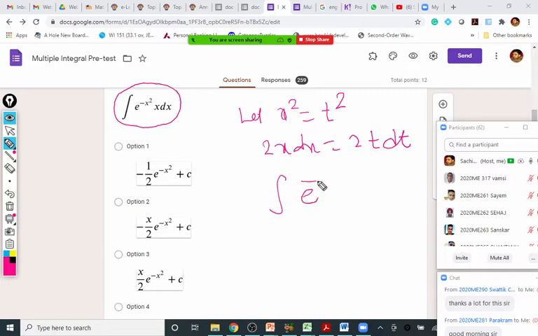So e raised to minus t as it is, and this is t dt, and now by parts, this should be the u and this one should be v. So am I correct? We will take x square equal to t. X square equal to t. That's a better substitution. Yes, that is a better substitution actually.